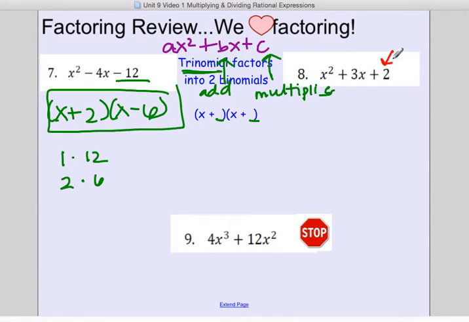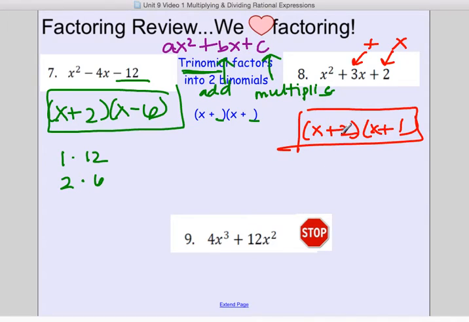Moving on to 8. Okay, now I want to multiply to this, and we want to add to 3. 2 is nice. There's only 2 things that multiply to 2. 2 times 1. Do they add to 3? Yes, they do. Both got to be positive. So there's my answer for number 8.